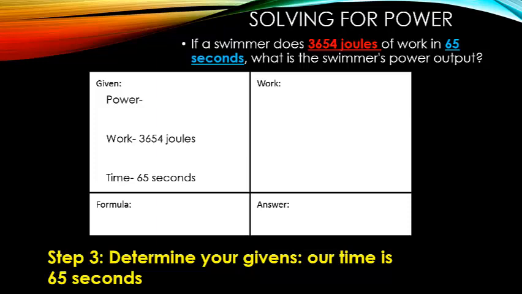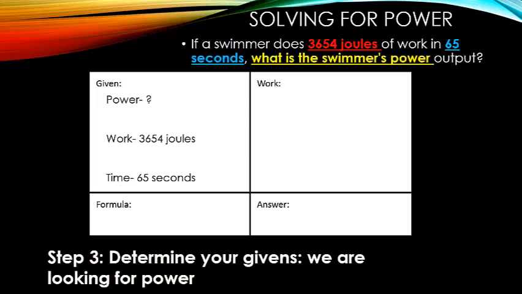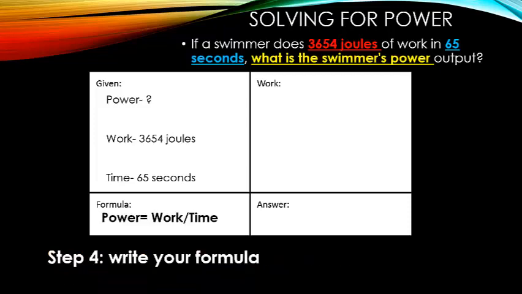Our last given is our power. Now, since we don't know what our power is, since the question is asking what is the swimmer's power, we are going to put a question mark there. Now that we know all three of our givens, we can now write our formula. Remember, our formula is power equals work divided by time.